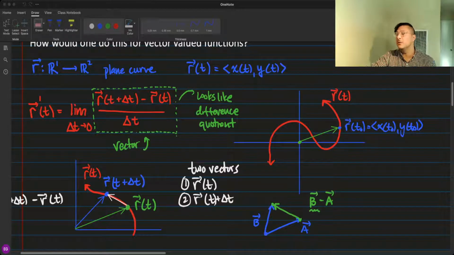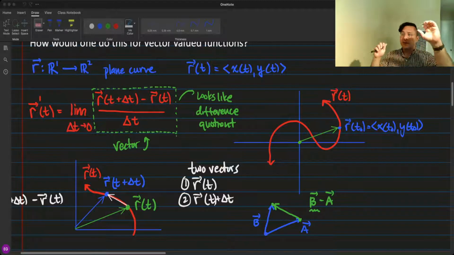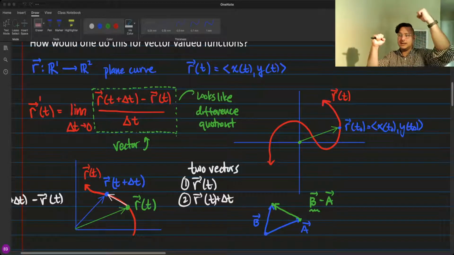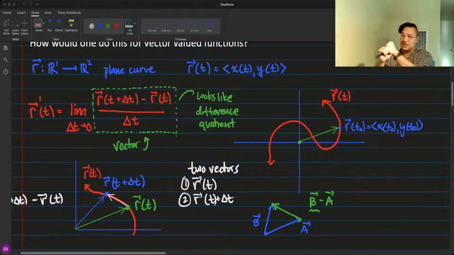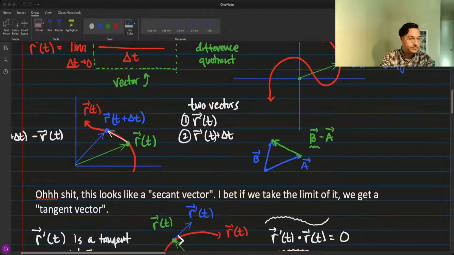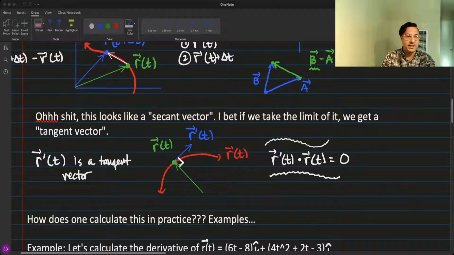Okay, yeah, it looks like a secant, well, very close. It looks like a secant line, right? But it also looks like a tangent line. So the idea is that if you let delta t go to 0, t and t plus delta t will get closer and closer, and eventually you'll get the tangent line, or the tangent vector is what we're going to call those. Okay, right?